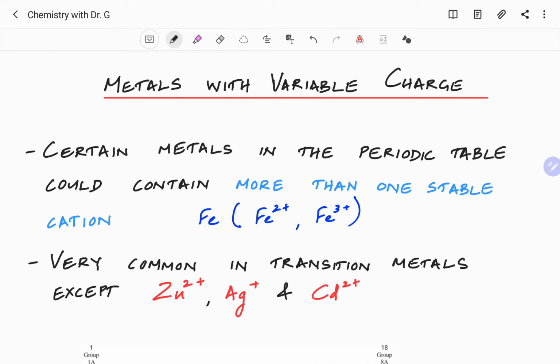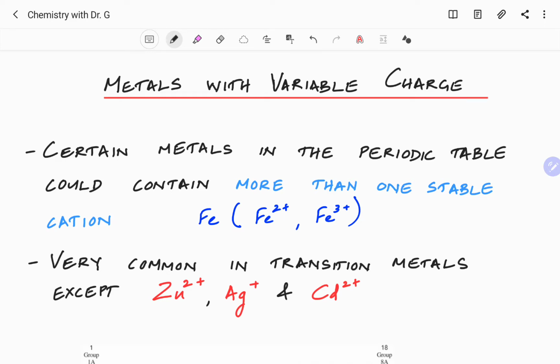In this video we will talk about metals with variable charge and their impact on ionic compounds. Please note that in a previous lesson we already learned about common cations and anions found in ionic compounds, and also how to figure out their charge by looking at the group number. We also learned how to write simple chemical formulas for ionic compounds, and how to name them.